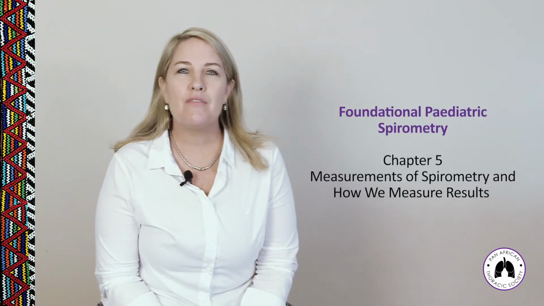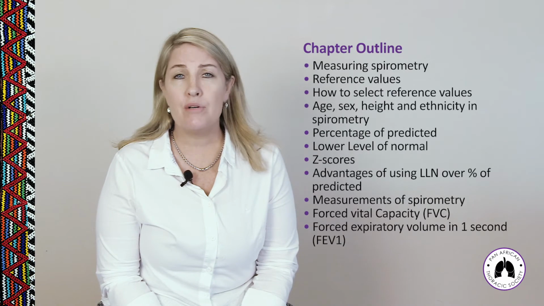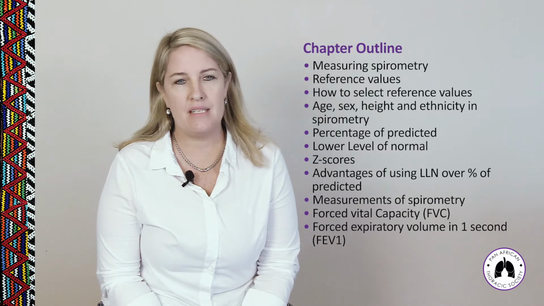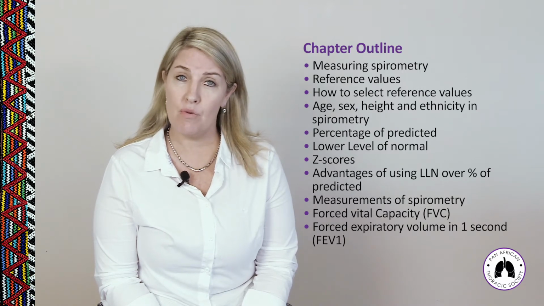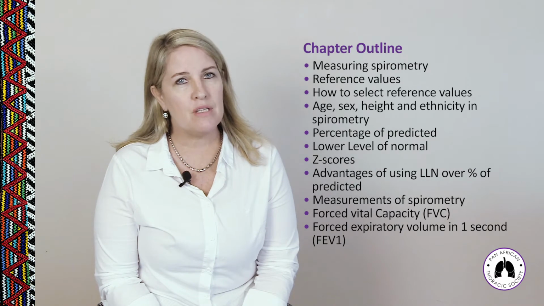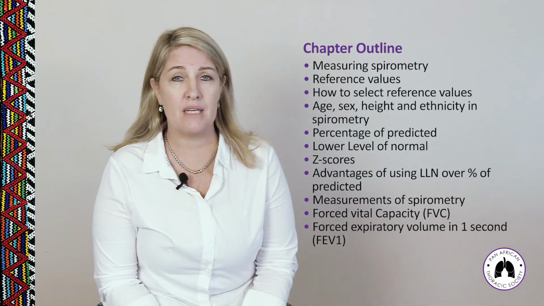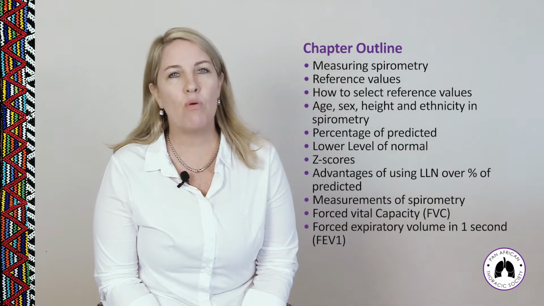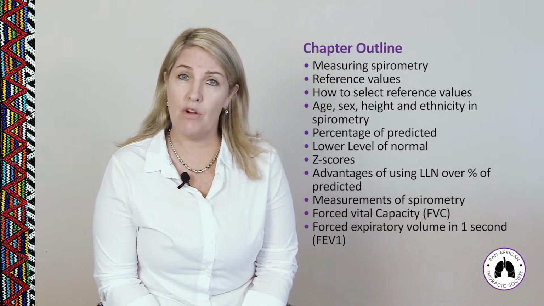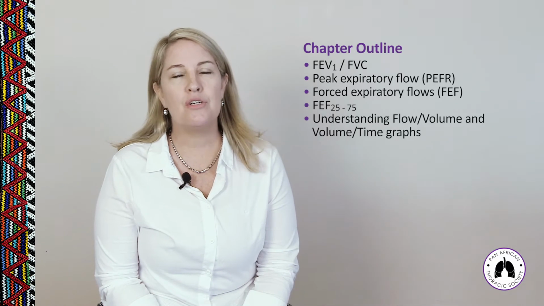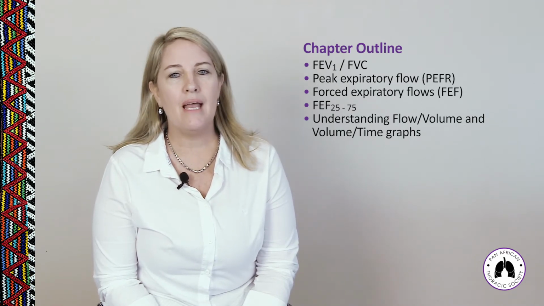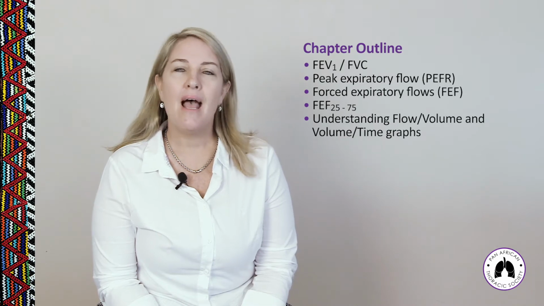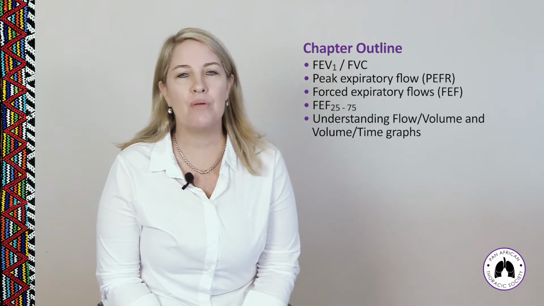Chapter 5, Measurements of Spirometry and how we measure results. In this chapter, we're going to learn about measuring spirometry, reference values, age, sex, height, and ethnicity in spirometry, percentage of predicted, lower level of normal, Z-scores, advantages of using the lower level of normal over percentage of predicted, measurements of spirometry, forced vital capacity, the forced expiratory volume in the first second, FEV1 to FVC, peak expiratory flow, forced expiratory flows, FEF 25 to 75%, and then a full understanding of flow volume and volume time graphs.